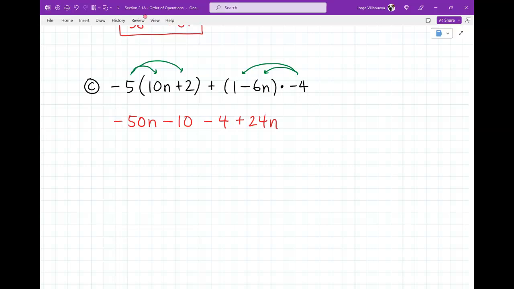All right? I can combine negative 50n plus 24n. Okay? My answer will be negative because 50 has a higher value, right? So negative 50n plus 24n is negative what? 26, thank you. Negative 26n. And then negative 10 minus 4, negative 14. And there you go. You stop right there. So this is it. This is what you guys got for homework today.